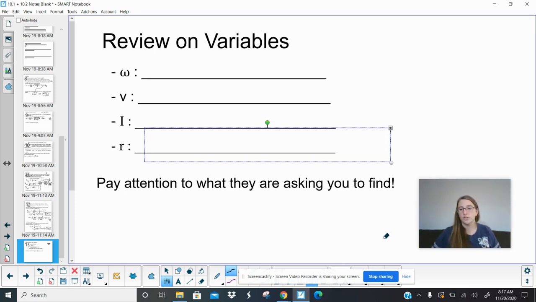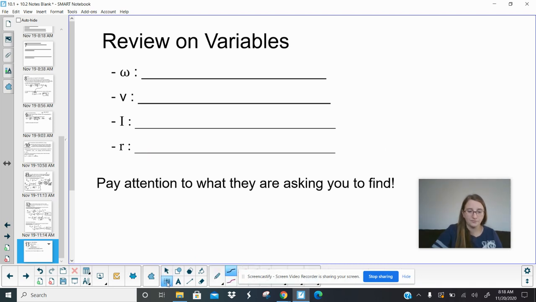Okay, so for this last one, I just wanted to review one more time because, again, in your homework that you're going to do, they say, what is this thing? And you have to be able to look at the formula and know, oh, they're asking me to solve for this variable. So look through your notes real quick. Go ahead and write out what all these different variables are, just so we have kind of a little reference here. And then we'll come back and check.